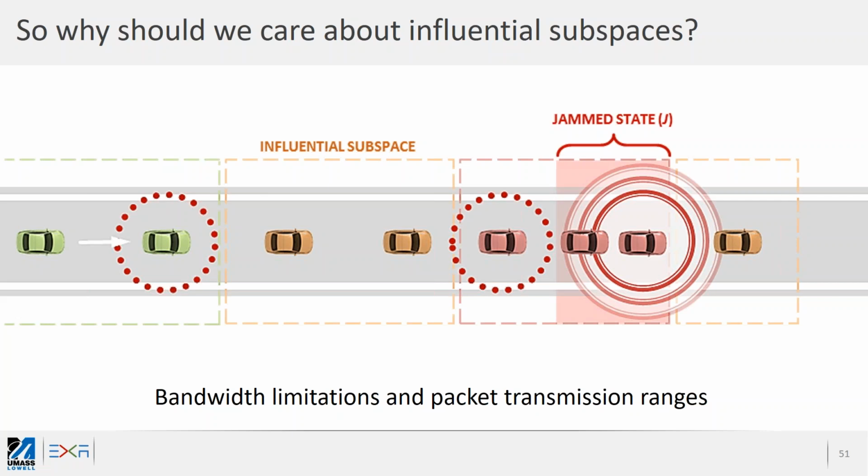So what we essentially want is to have this car be able to transmit only to the vehicles which are within their influential subspaces so that they can influence. There's no point wasting bandwidth on transmitting to vehicles that are in the green region or in the red region because they won't have any impact on traffic flow.